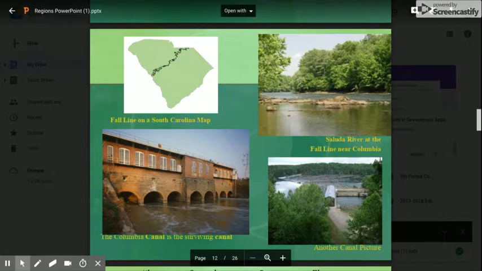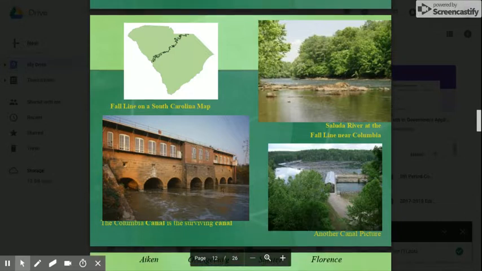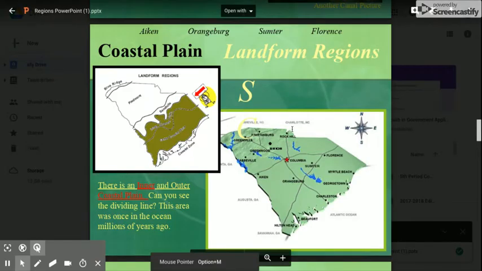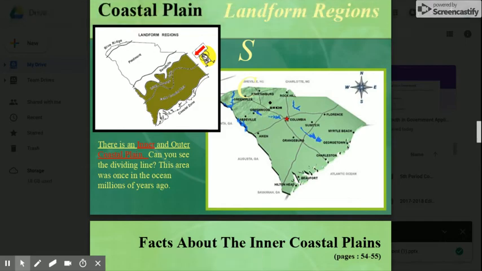Here is another slide with pictures. You can see the fall line where we've built the canals and the Saluda River. Okay, coastal plains. There are technically an inner and an outer coastal plain. They're the same. They have the same type of geography, okay?